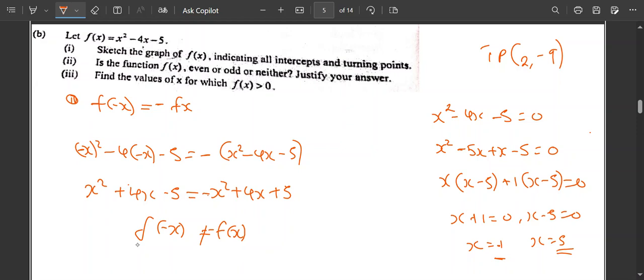By the way, when you're writing, to say if odd, then you bring this condition. Now that it's not qualifying for both even and odd, we'll say the function is neither odd nor even. So the function is neither even nor odd. So disqualified.